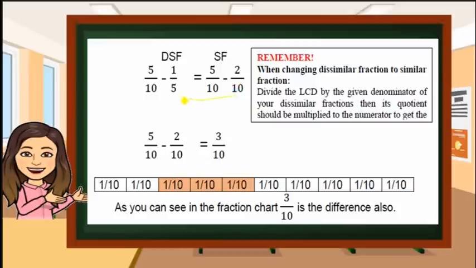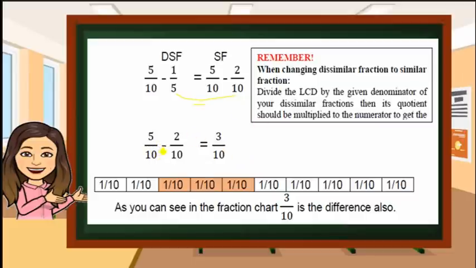So 10 divided by 5, how many 5 do we have in 10? We have 2. Then 2 times 2, or 2 times 1 rather, is 2. So always remember to divide the LCD by the given denominator, then multiply the quotient to the numerator to get the new numerator, which we have now 2/10. So this time, we can now subtract. Pwede na kita makaiban.